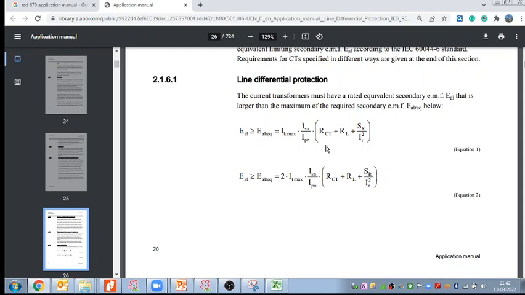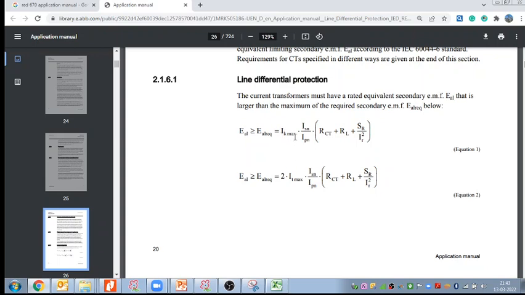So equation 1 is what? Ikmax. And if you see this formula overall, what I am doing is E, V equals IZ, right? Kamis, that you asked me, V equals IZ. I is fault current and Z is this Z. Okay, so let us understand now: Eal required is Ikmax times Isn over Ipn times Rct plus Rl plus Sr plus Ir squared.